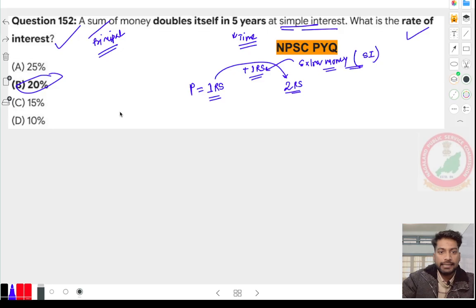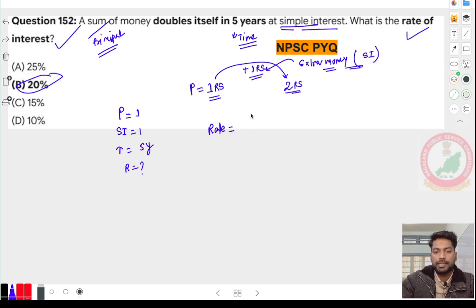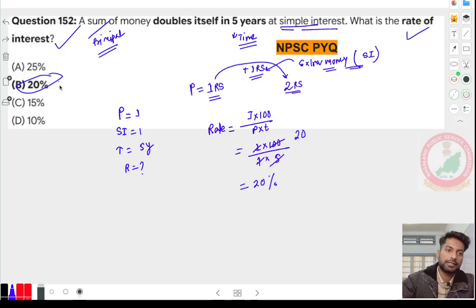So from here I can write my P is 1 rupee, my SI is also 1 rupee because there is extra money. My time is 5 years. So what is my rate R? So you know the rate formula. Rate formula is I into 100 by P into T. So I is 1 into 100 by P, P again 1 and T is 5, 1, 1, 5, 20. So this is your 20%. This is your answer. Got it? समझ में आ गया? चलो next.